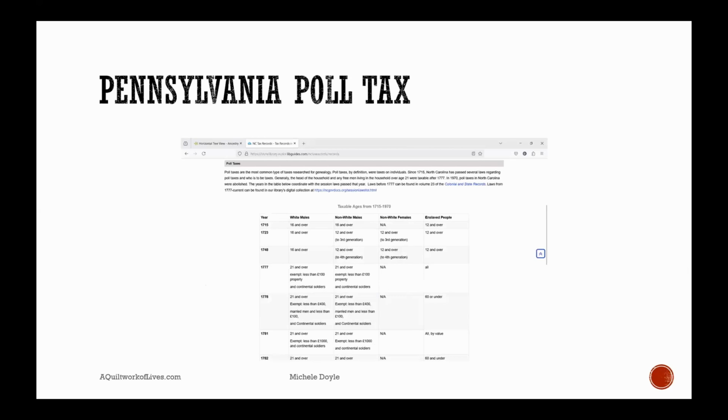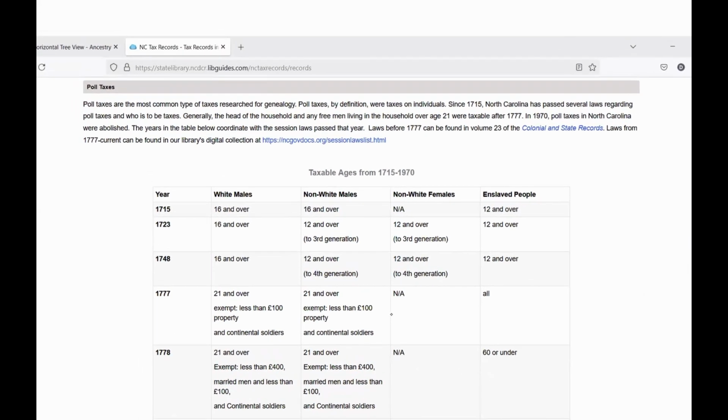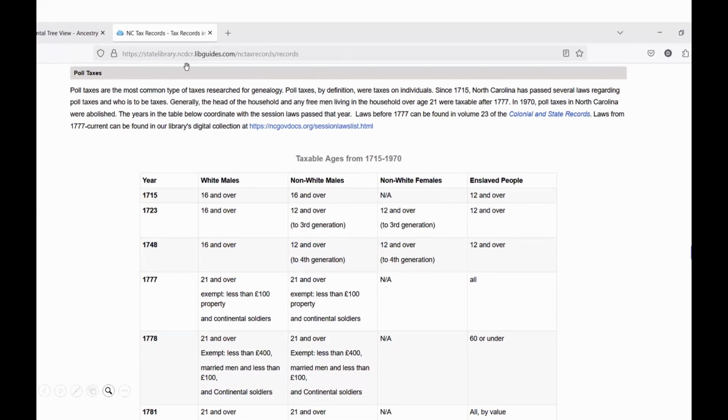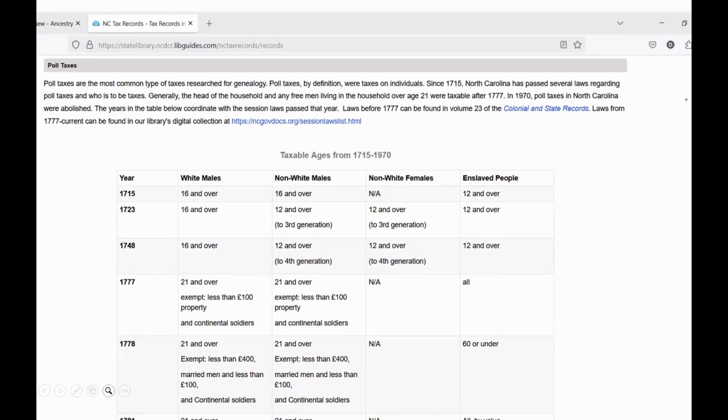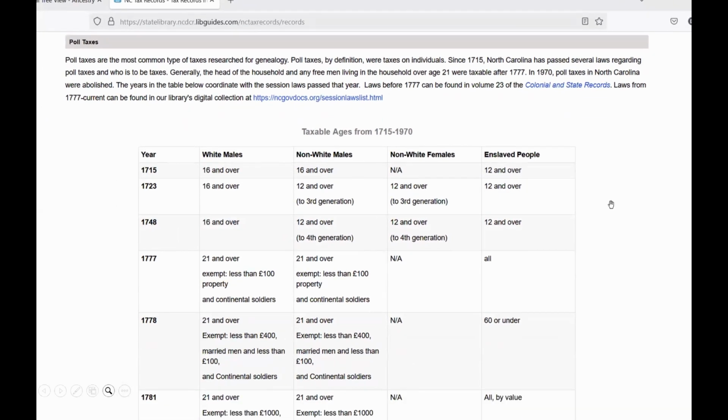So one of the things we talked about earlier as well was a poll tax. This is coming out of, see where it says NCDCR? That's the North Carolina Digital Collections. And they have North Carolina poll tax. So we talk about the law. It says poll taxes by definition were taxes on individuals. And since 1715, as we talked about earlier, Britain taxed the colonies, and then the colonies also taxed people. People were getting taxed in every direction. So since 1715, North Carolina has passed several laws regarding poll taxes and who's to be taxed.